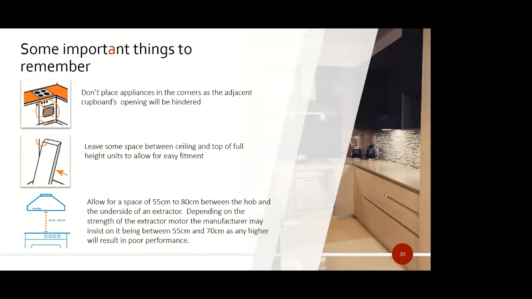Also, when you look at your hob and your extractor, consider leaving a space of anything 55 centimeters to 80 centimeters. And this will also depend on the specs of the appliances you're going to be using. That might dictate that you have a certain height between the work surface and the extractor to allow for a proper flow of air.